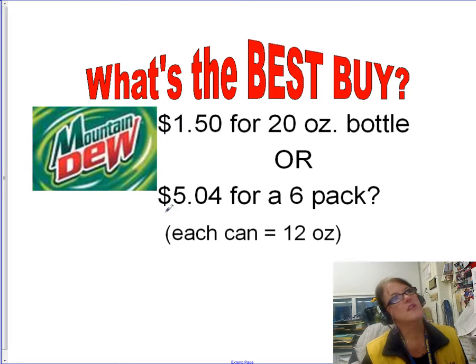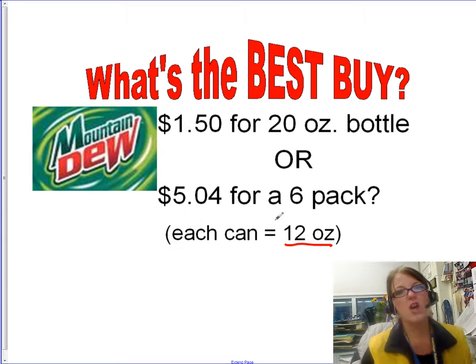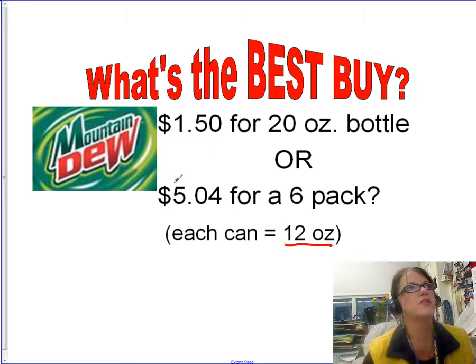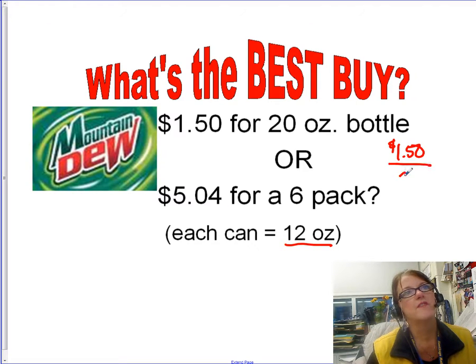Let's take a look at this. If a 20-ounce bottle was $1.50 versus a 6-pack for $5.04, and knowing each can's 12 ounces, what's cost-wise per ounce, what's the better deal? So the 20-ounce bottle is $1.50 for 20 ounces versus $5.04 for, hold on now, a 6-pack. Each can is 12 ounces. That's 72 ounces. Figure those out.